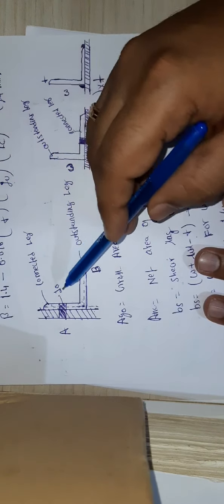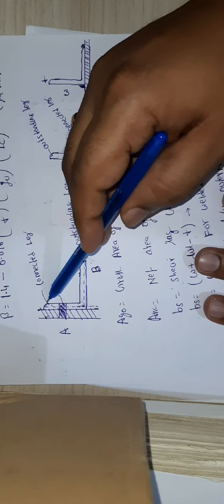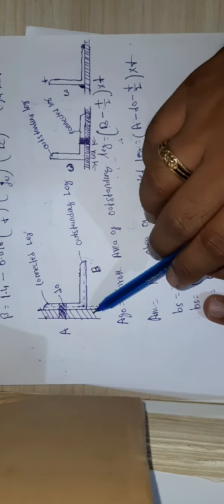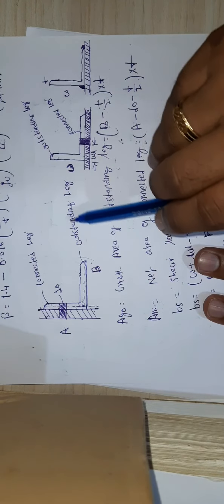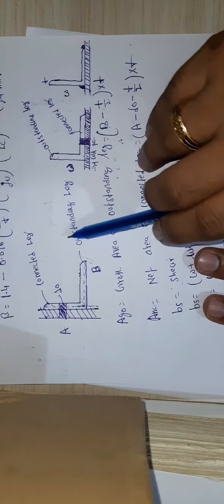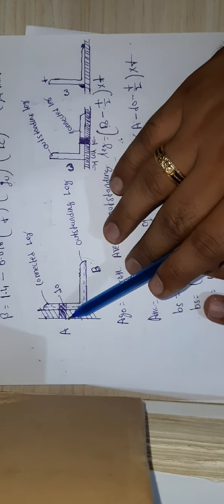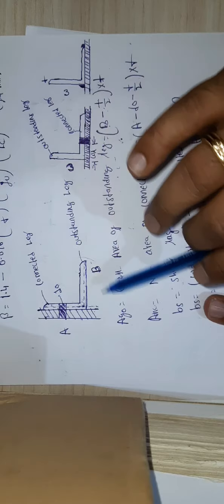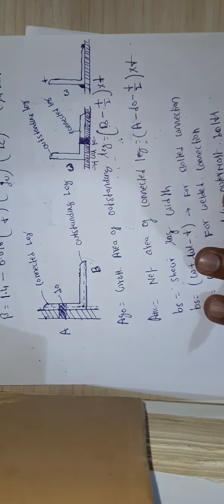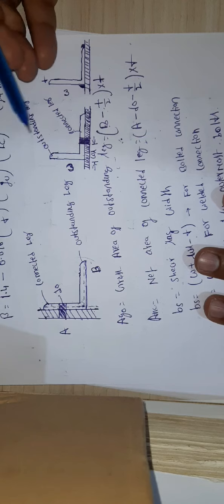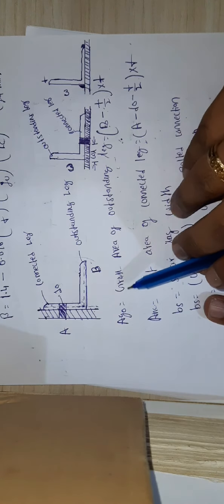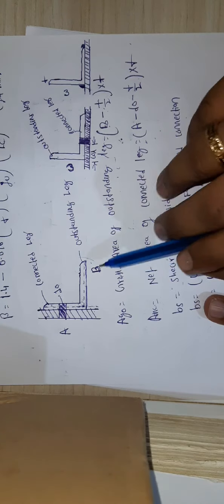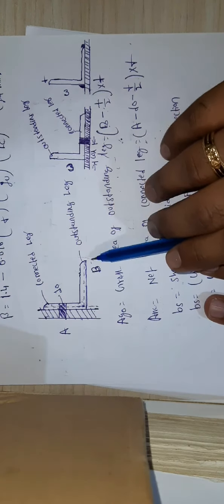Guys please, the leg which is connected to the gusset plate is called the connecting leg, and the other leg, which is without connections, is called the outstanding leg. In angles, the leg which is connected is called the connected leg, and the other one is called the outstanding leg. So Az0 equals what? Gross area of the outstanding leg. This is the outstanding leg, so that is the gross area you need to calculate.